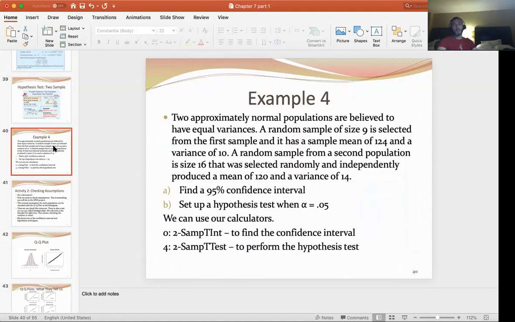All right. So example 4. Two approximately normal populations are believed to have equal variances. A random sample of size 9 is selected from the first. It has a sample mean of 124 and a variance of 10. A random sample from a second population is size 16, random, independent, mean 120, variance 14. So give me a 95% confidence interval and a hypothesis test at the 0.05 level. Go.